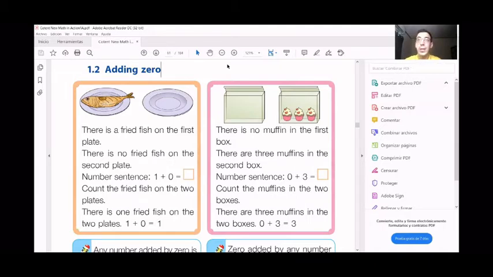What is 0? 0. Okay, 0. So what happens when we add a 0 to another number? We have here 2 examples. Let's read together, please. You remember, I read and you follow me. Let's read here in the orange box. Here we have plates and fishes.